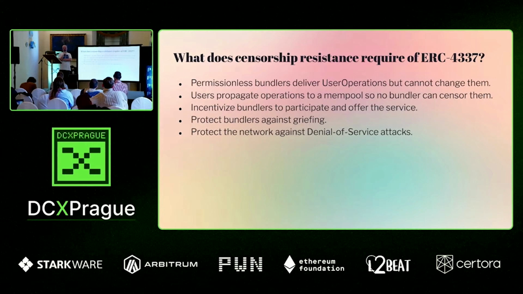Right, so what does the protocol need to achieve in order to solve this? First of all, we need it to be permissionless for bundlers. Anyone should be able to add bundlers to the mempool. And these bundlers should be able to offer their services, but not to do anything bad to the user operations. And we need it to be permissionless for users. Any user should be able to propagate something into the mempool, and no one should be able to censor it. We need to ensure that bundlers get compensated for their work as long as they do it correctly, and that they cannot be griefed, because if they can be griefed, then they will lose money, they will go down, and we will not have a network. And we need to protect the entire network against denial of service attacks, which can be surprisingly easy to perform against such a network.